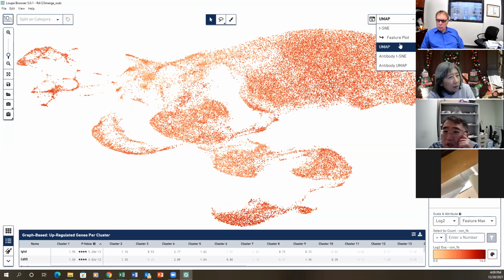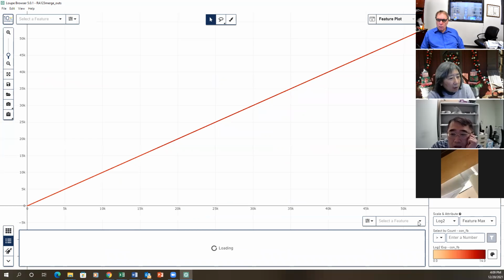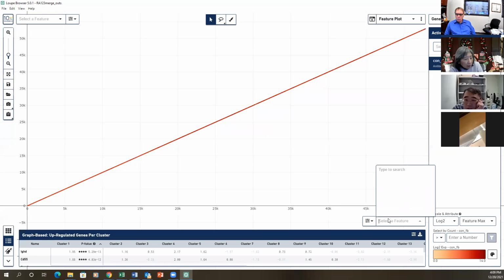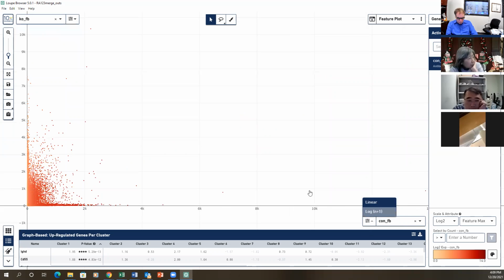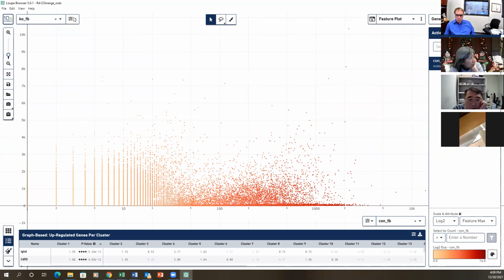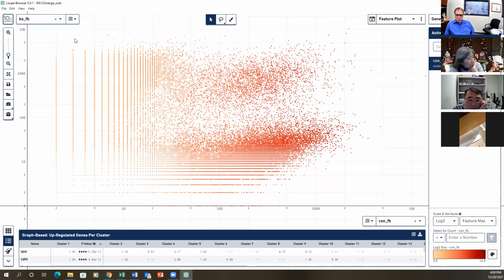Feature plot. Okay, use the second one, feature plot. Right. Then for XY, you change to CON. Type CON. And the other one type KO. Then change it to log scale. Okay. So the middle, that's doubles.